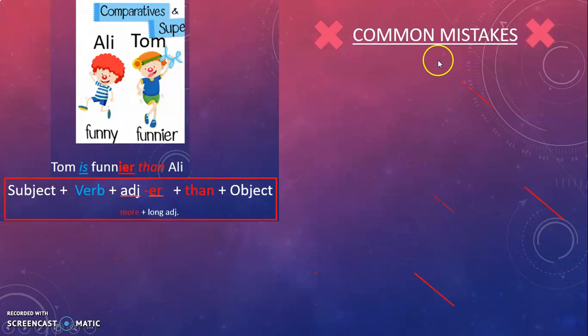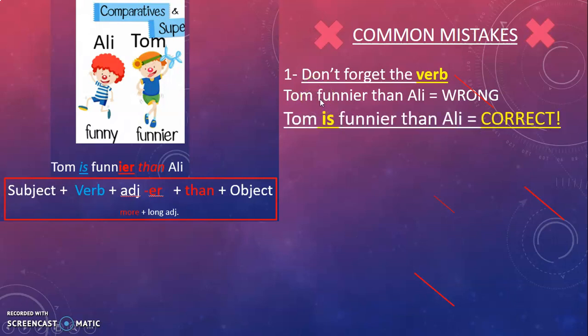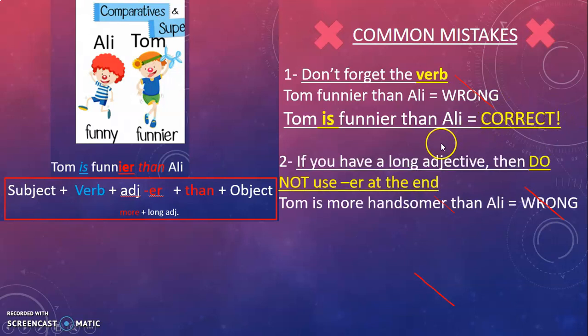Now let's look at the common mistakes that students often make. Number 1, don't forget the verb. Tom funnier than Ali. This is wrong. Why? Because we don't have a verb here. Can you see? Between Tom and funnier, there's no verb. So this is wrong. We need to say Tom is funnier than Ali. That's correct.